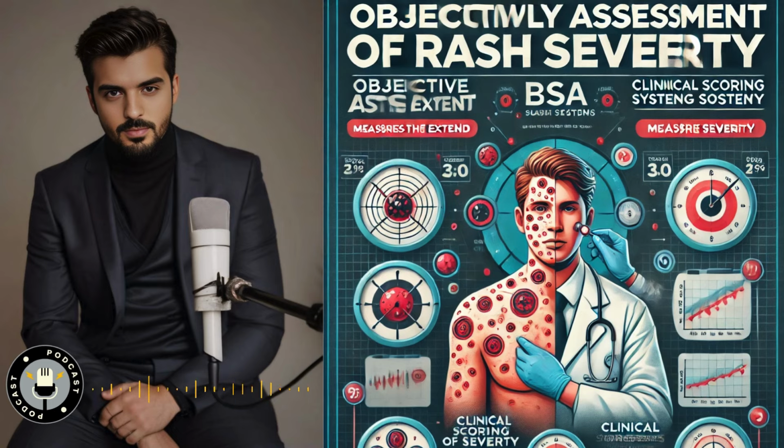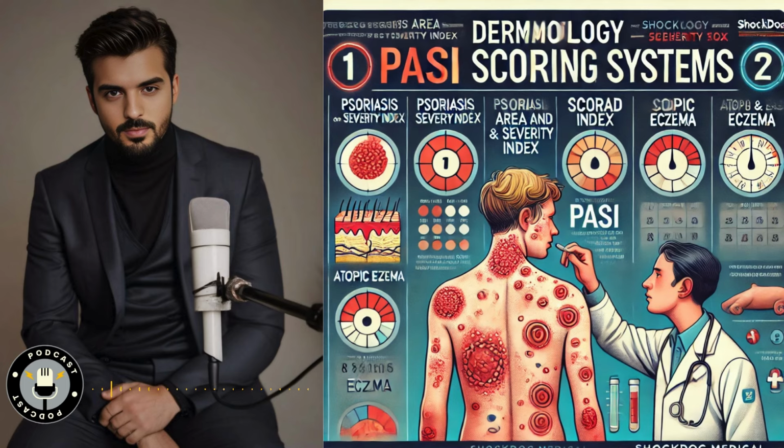Now, one common method that gets tossed around is calculating the percentage of body surface area, or BSA, that's affected. But here's the thing. While BSA tells you how much of the skin is involved, it doesn't really give you the full picture of how severe the condition is. That's where these clinical scoring systems come into play. Let me run through some of the heavy hitters in the world of dermatology scoring systems.